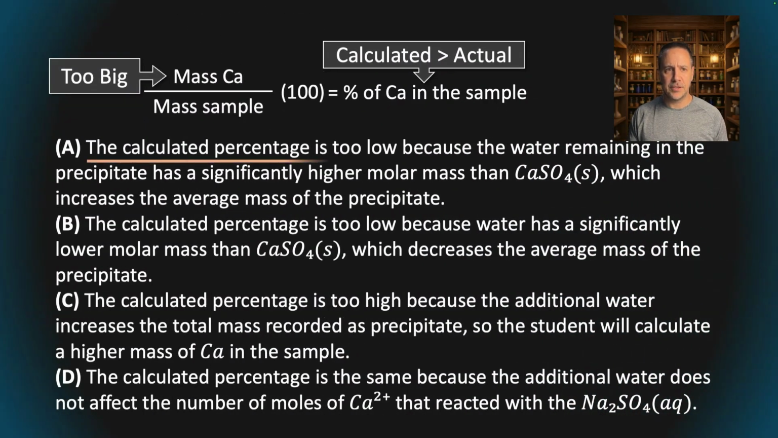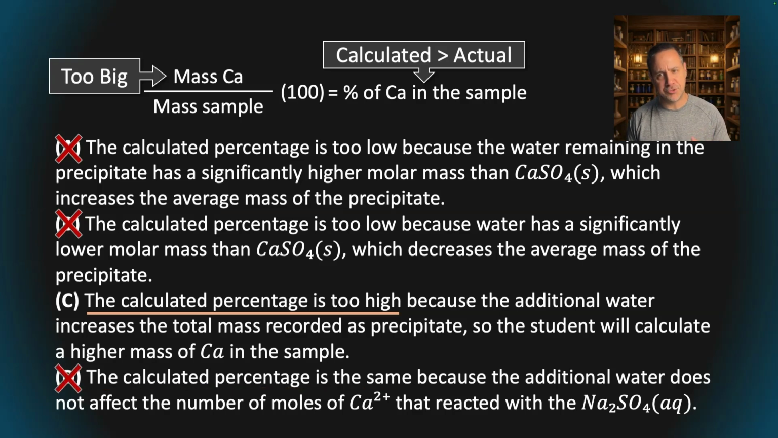A, calculated percentage is too low. No. B, the calculated percentage is too low. No. C, the calculated percentage is too high. That works, but let me check the last one before I move on to the next question. D, the calculated percentage is the same. Nope, that's out too. Just in case I'm wrong, I'm going to make sure that my justification matches option C.